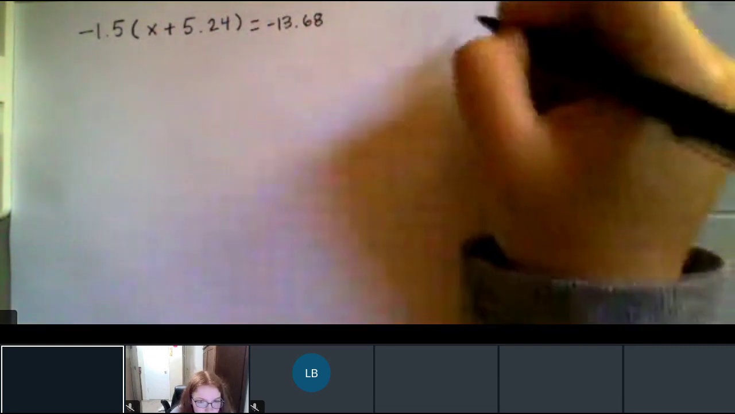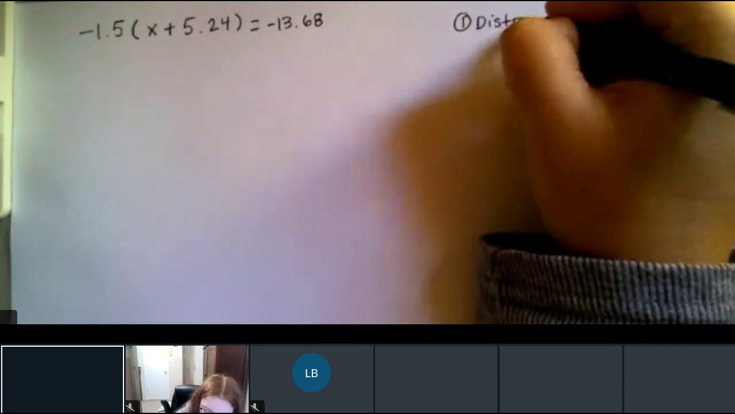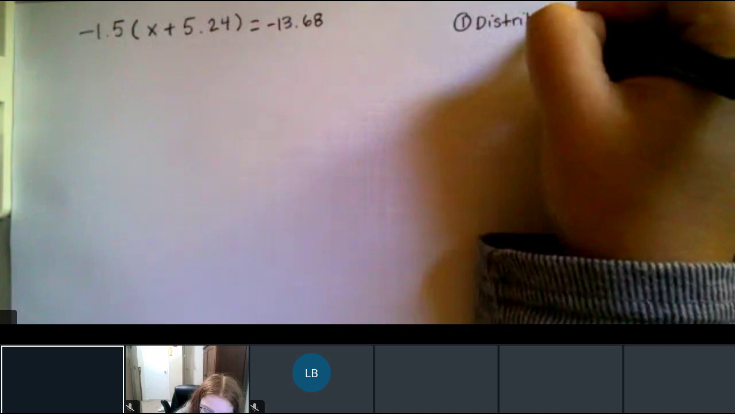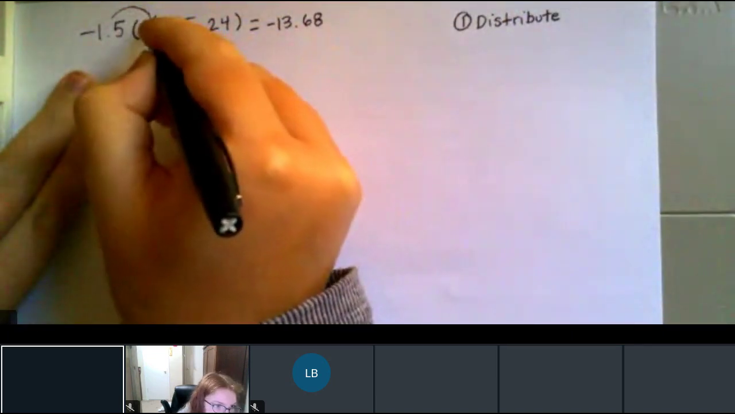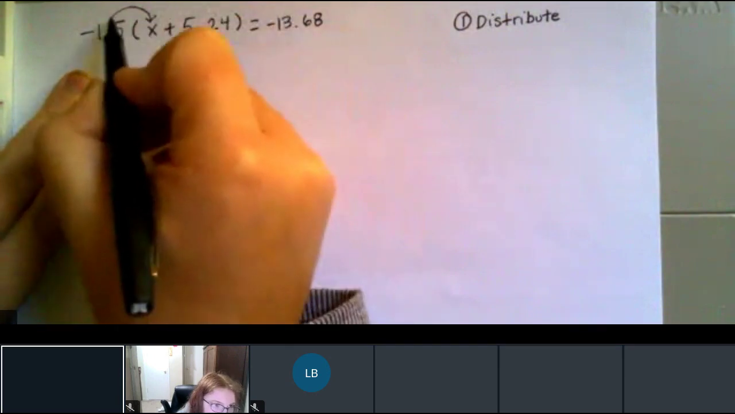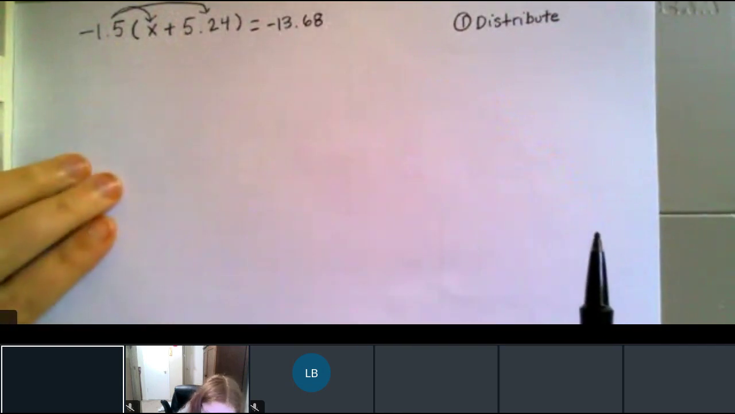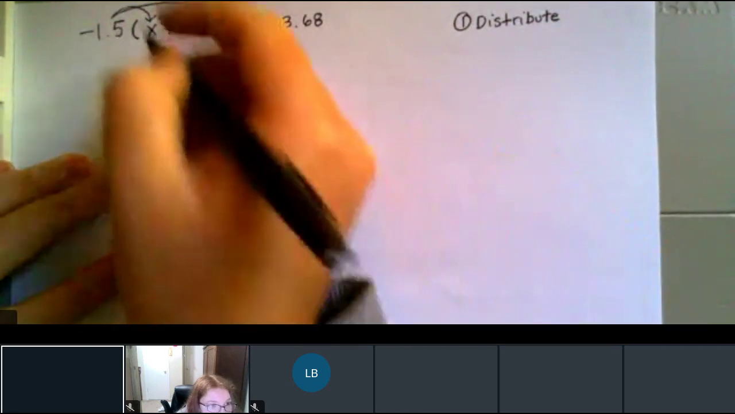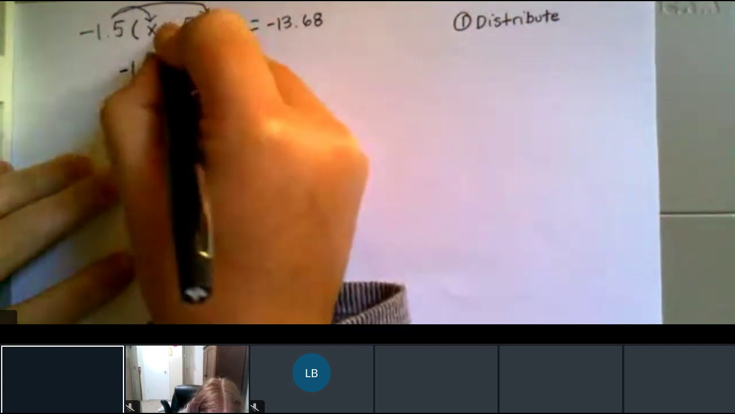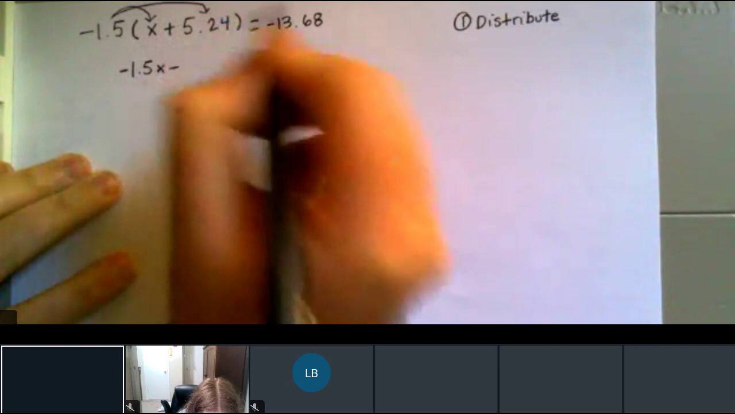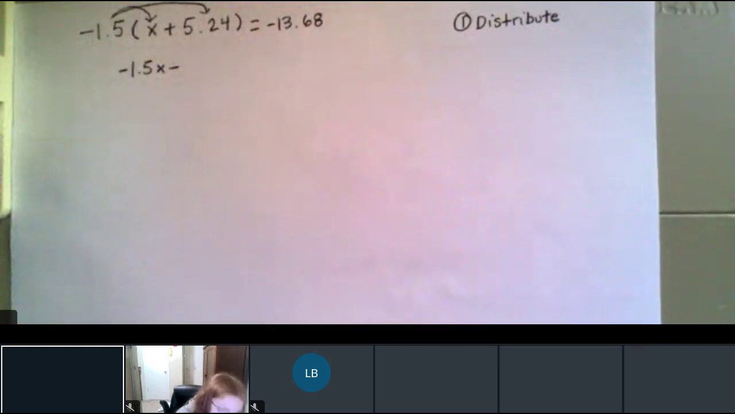So same thing. Your first step is going to be distributing. So this negative 1.5 times x, also the negative 1.5 times 5.24. So negative 1.5 times x is just negative 1.5x. Actually, let's not copy the plus sign down right now because we're multiplying a negative times a positive.